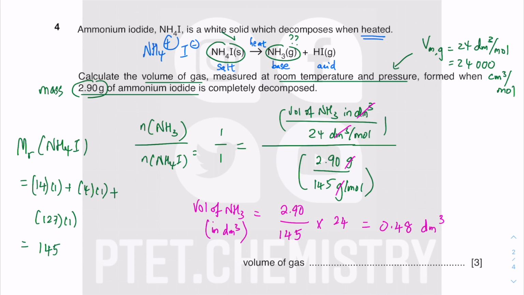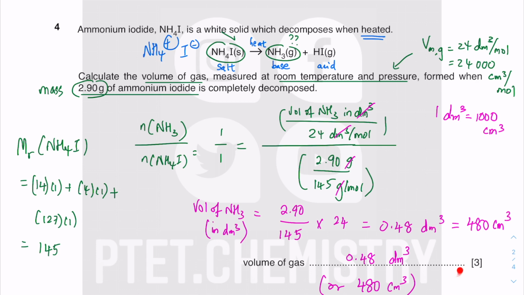You could leave your answer like this, so it's not such a small number. If you want, you can multiply by 1,000. So 1 dm cube is equal to 1,000 cm cube. So you could multiply by 1,000 and you will get 480 cm cube. So either of the answer would have been alright. If you write down 0.48, that is wrong. 0.48 dm cube, that is correct. If you write down 480, that is wrong. If you write down 480 cm cube, that is correct. They haven't put down any units there, unlike the earlier question. So you could put either of these down unless they have specified what units they want it to be in.